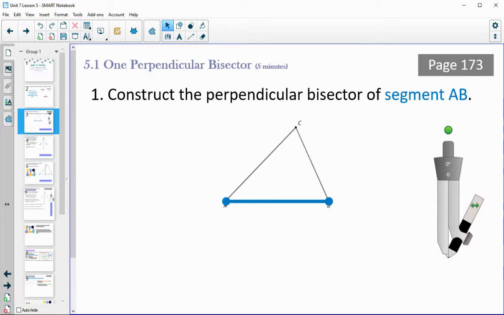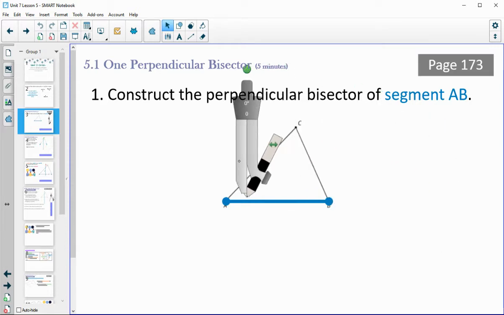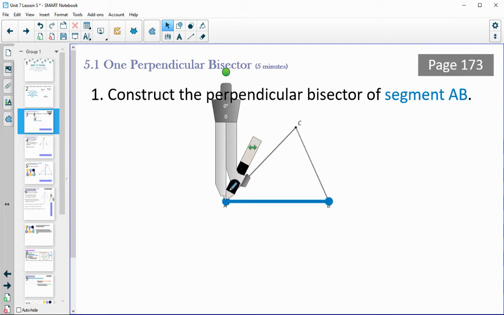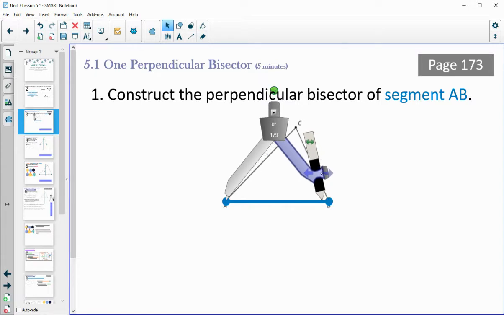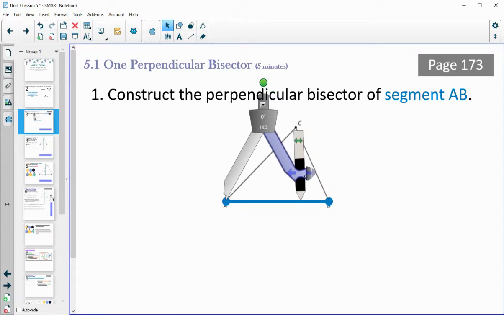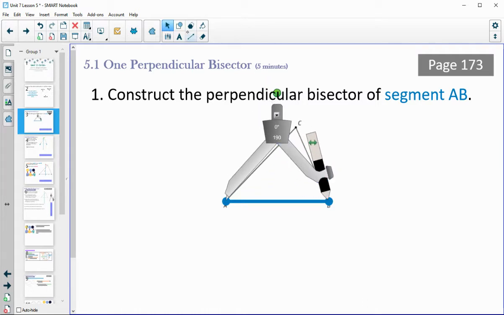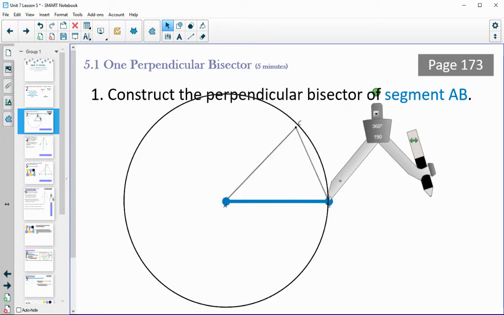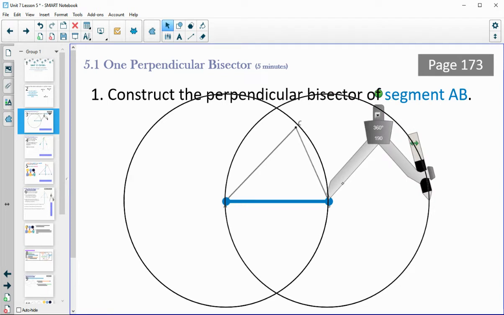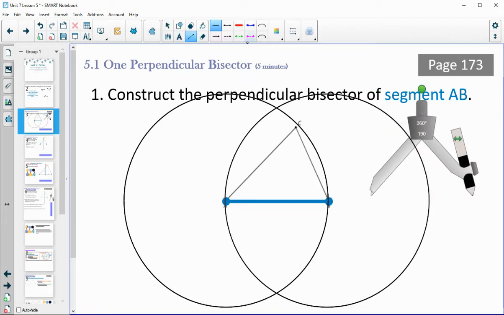Starting on page 173, we're going to construct the perpendicular bisector of segment AB. If you remember how to do that, take your compass. Set it on either point A or point B. Then you can open it all the way to B if you would like. It just has to be more than halfway, so that your circles will intersect. Draw a circle, keep your compass setting the same, set your compass on B, and draw a circle again. Then connect these 2 intersection points, and that will give you your perpendicular bisector.